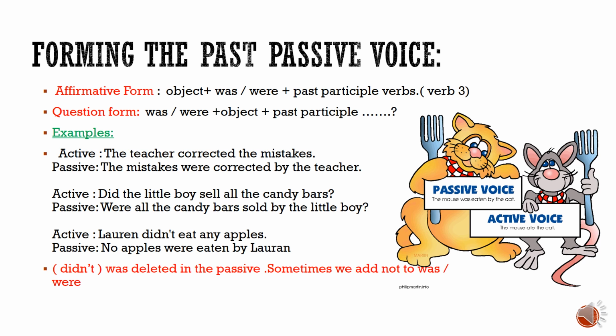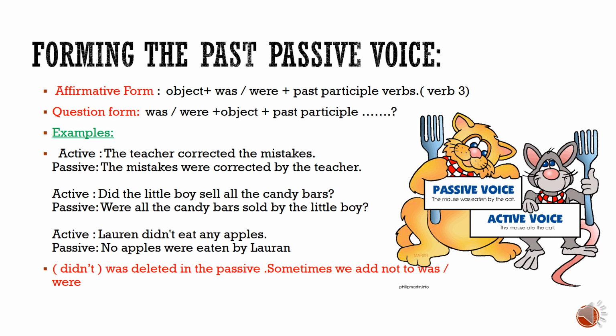Then, did the little boy sell all the candy bars? This is the active question. In the passive form it is going to be: were all the candy bars sold by the little boy? Now, in case we have not in the sentence, Lauren didn't eat any apples. In the passive form: no apples were eaten by Lauren.